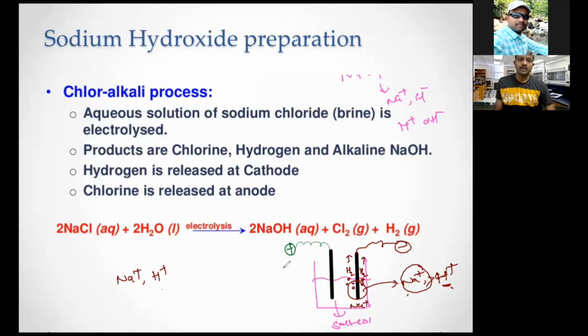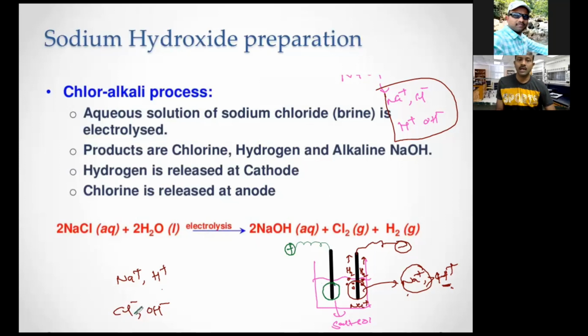Okay. Now take the negative ions. What are the negative ions we have here? NaCl consists of negative ions, that means Cl minus and OH minus ions. These negative ions are attracted by the positive electrode. Okay, so the negative ions are chloride and OH minus.